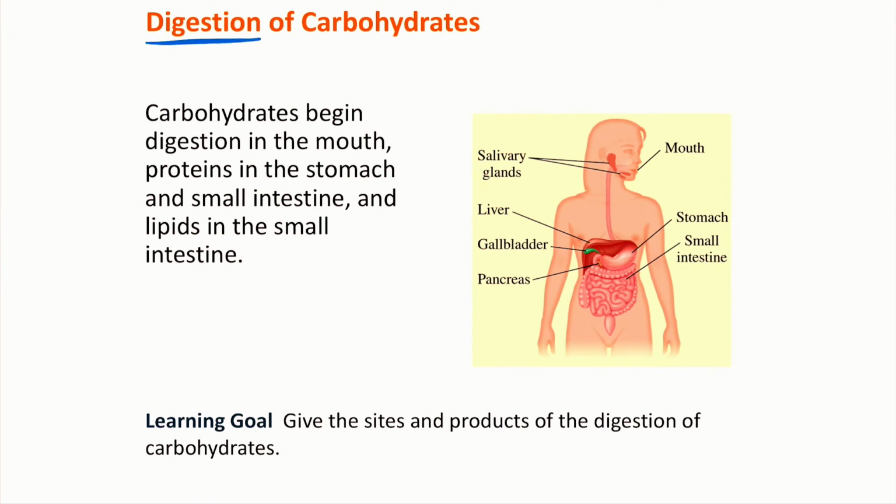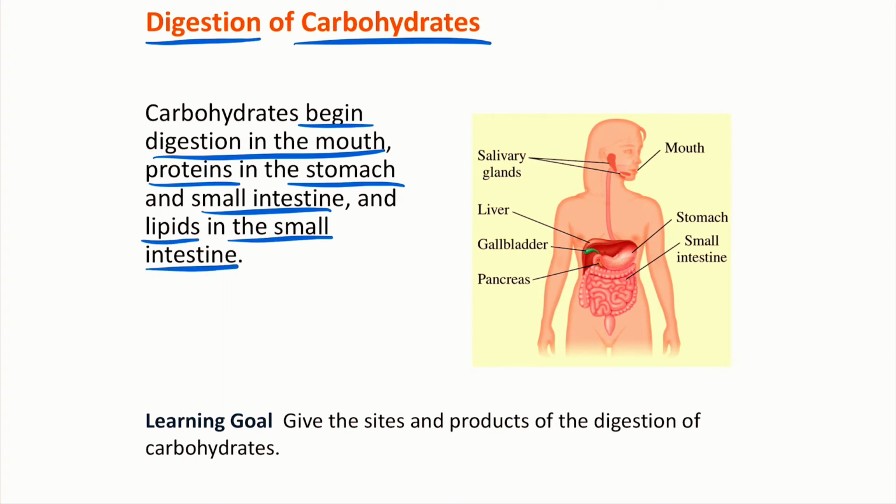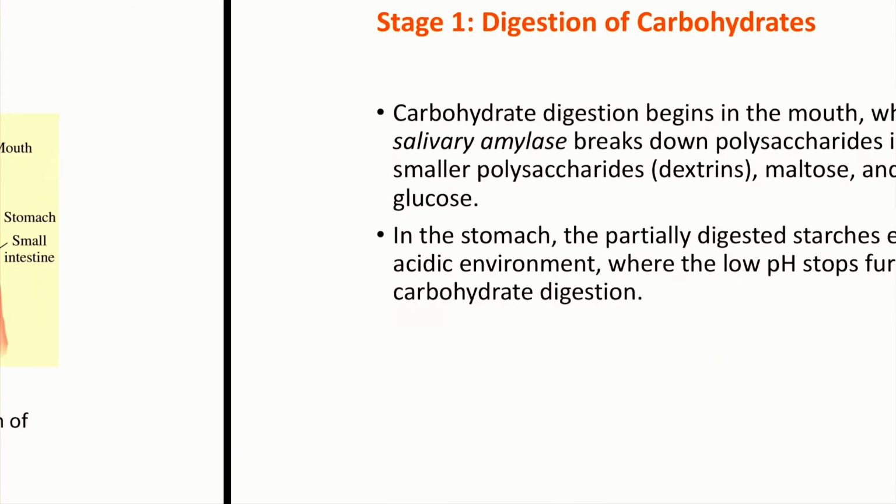Now let's get into the main topic, the digestion of carbohydrates. Carbohydrate digestion begins in the mouth. Then proteins begin digestion in the stomach and the small intestine, and the lipids in the small intestine. So this is how the digestion occurs.